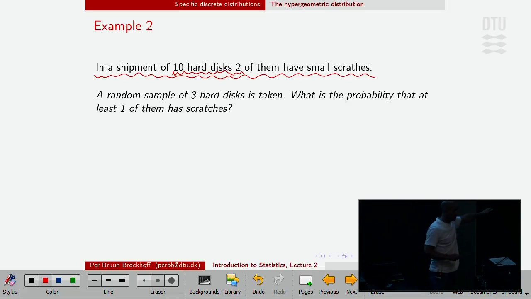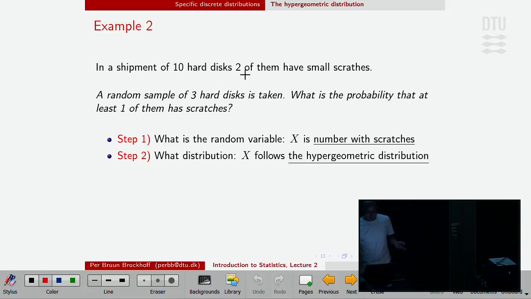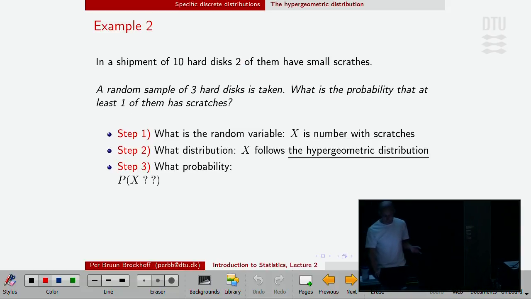If you take one and set it to the side, I only have 9 left, and maybe I took a faulty one, maybe I took the other one, I don't know, but in any way I changed the p. So it's not repeated identical Bernoulli experiments anymore. It's a different thing going on. What is going on? Well, we call it the hypergeometric distribution.